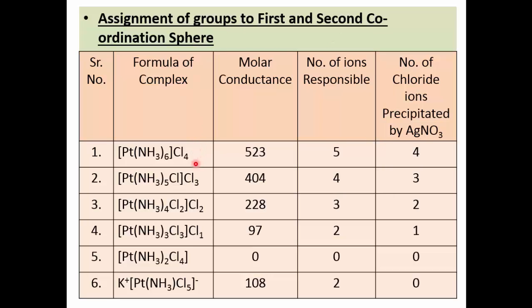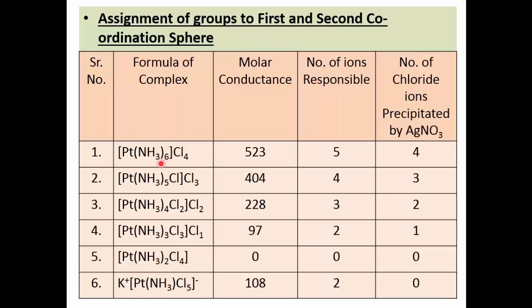With the help of this example, see here [Pt(NH3)6]Cl4. Cl4 is written outside the square bracket, therefore they are ionizable. They act as primary valency. 6 ammonia molecules are attached to platinum, therefore they act as secondary valency. No charge from ammonia. On platinum there is +4 charge, so +4 is on the square bracket.